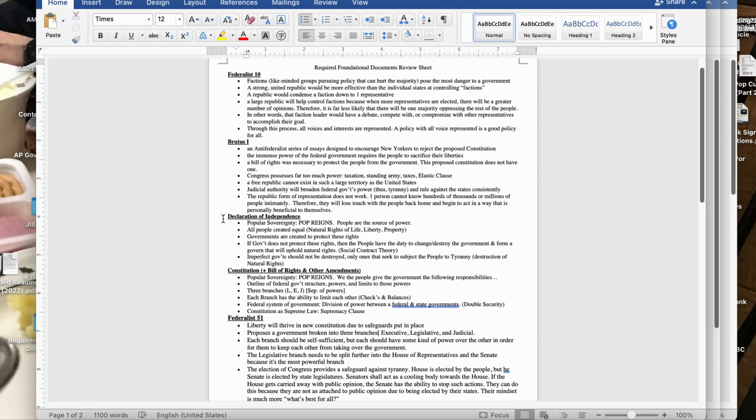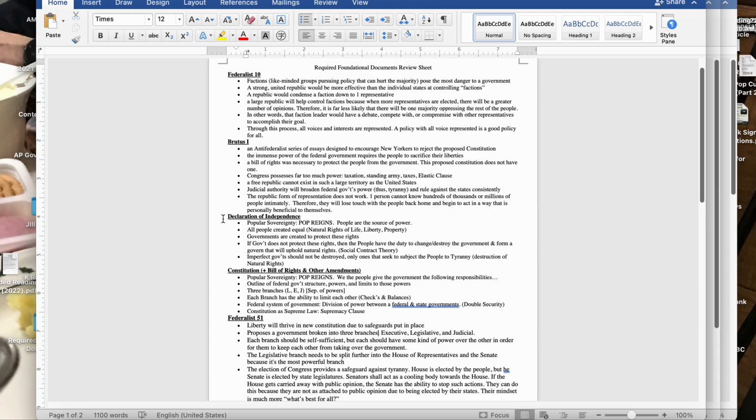We also talked about the Constitution and Federalist number 51. We'll start with the Constitution, of all the safeguards that were put in place to prevent the concentration of power in the hands of one person or one group.